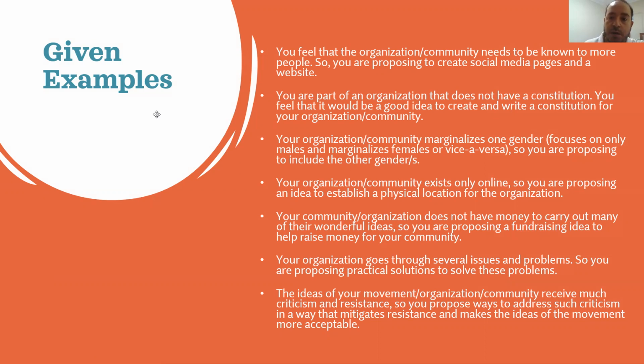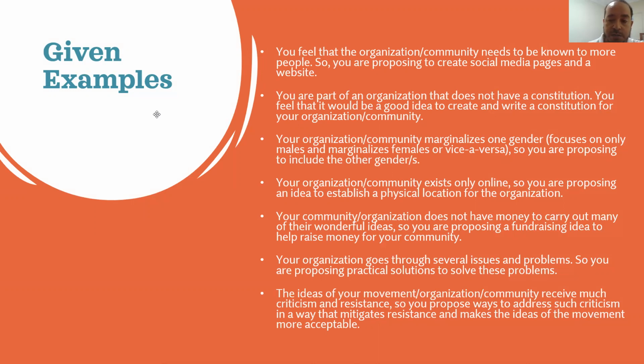I say, well, for example, if you think that your community is not known to many people, so you can propose something here, for example, to create a social media page or a website so that more people get to know your community. Another example, I say, maybe your community does not have a constitution, so you feel it would be a good idea to create a constitution for the organization or for the community.